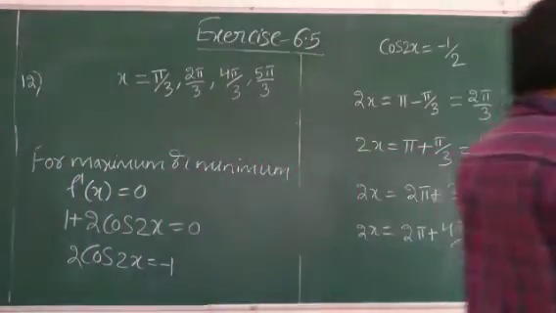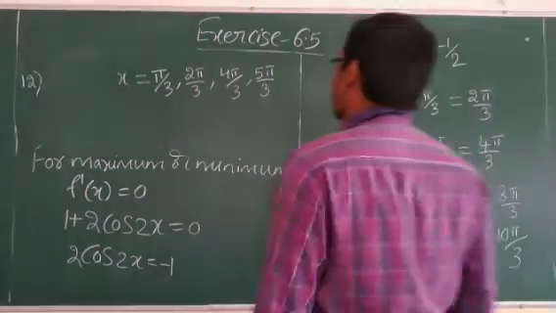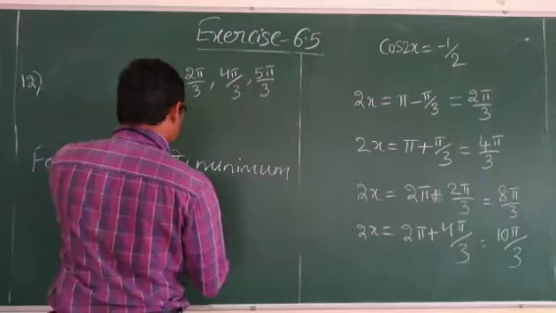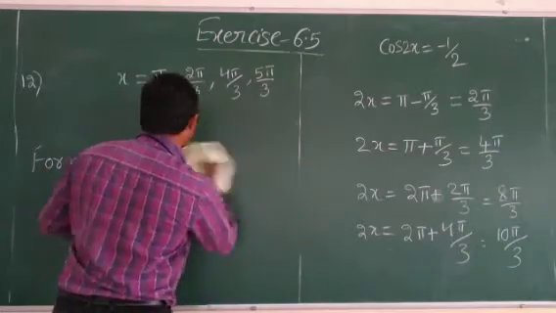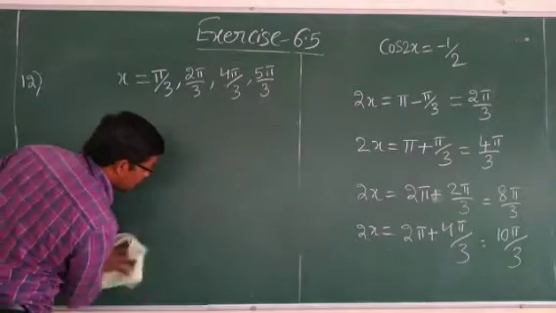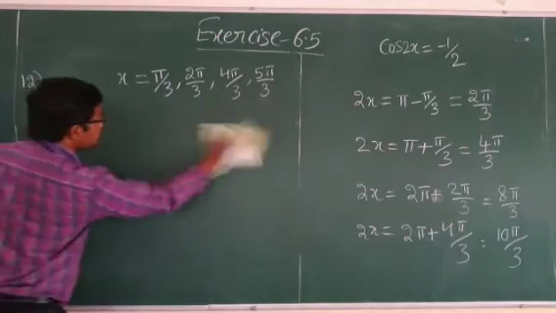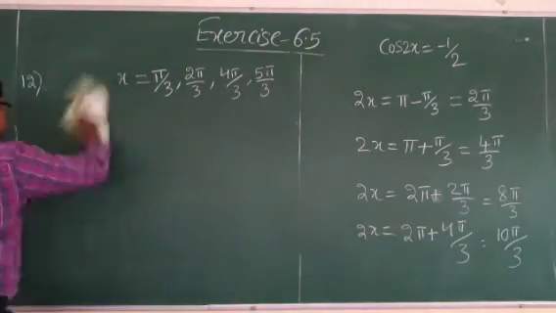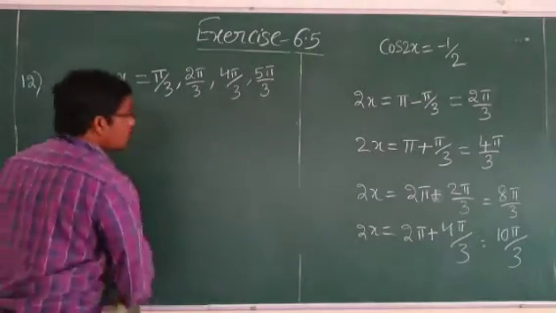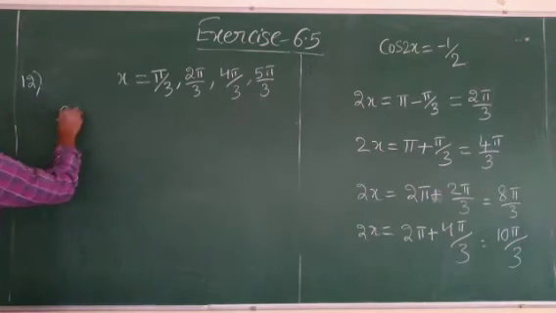We will substitute all the values including 0 and 2 pi, because 0 and 2 pi are in closed bracket. Out of these 6, we get one maximum and one minimum value. So we can substitute f at pi by 3.